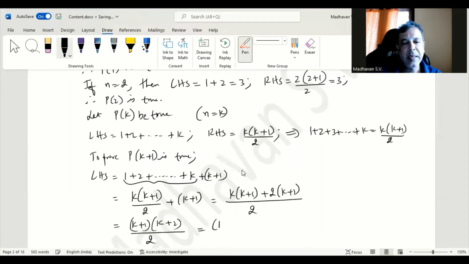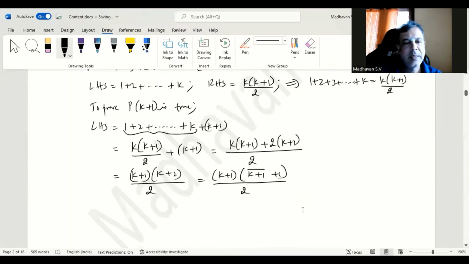That can be rewritten as k plus 1 into k plus 1 plus 1, meaning k plus 2 can be written as k plus 1 plus 1. So we may notice it is very similar to n into n plus 1 by 2. Therefore, P of k plus 1 is true. We have proved it, and therefore we can conclude that P of n is true.